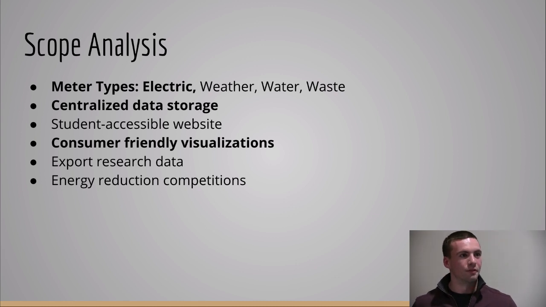Centralized data storage to prevent that overhead that we had. Student accessible website. This is basically the public view. This would be in scope, but we had to go through an approval process that we didn't complete in time. That's why it's not. Consumer-friendly visualizations, just so somebody without the knowledge base of different electricity metrics or water metrics can see and determine comparisons between buildings, what would be using the most, what would be using the least. And then exporting research data and energy reduction competitions between different academic buildings, different building types, whether academic or residential, just to hopefully reduce our energy consumption on campus.